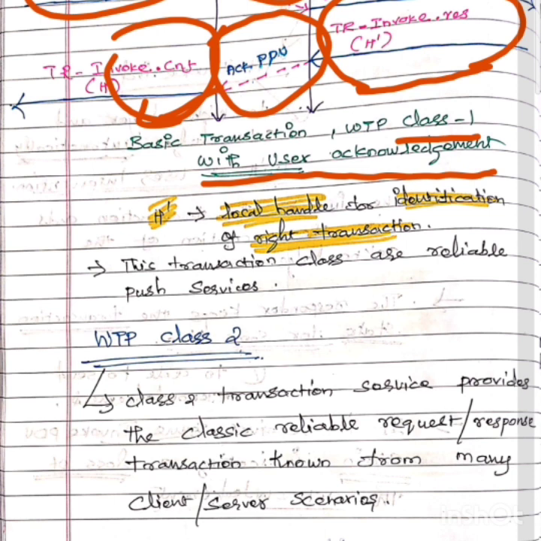This is the difference between the two types: how the system automatically generates the acknowledgements, and how the user generates the acknowledgements.